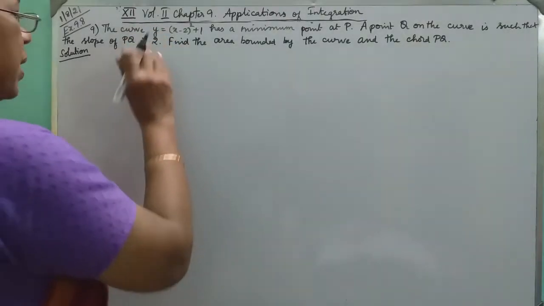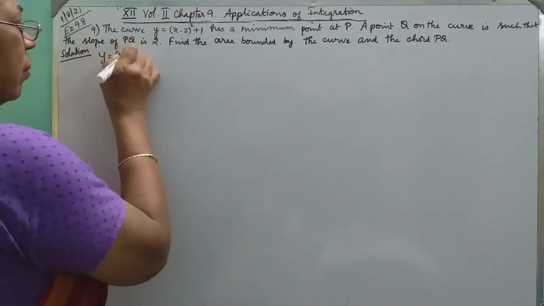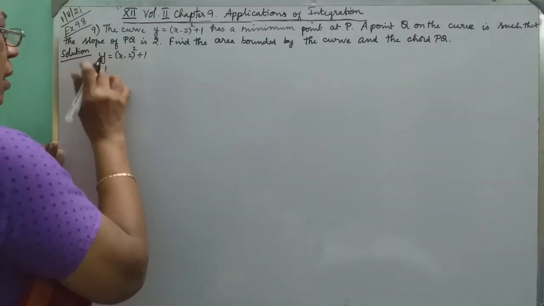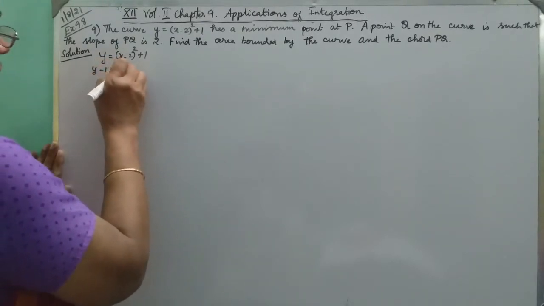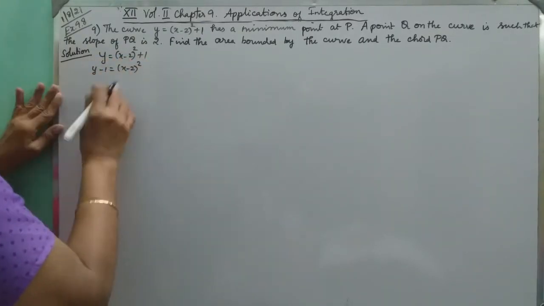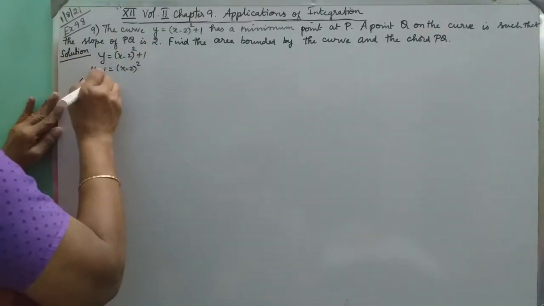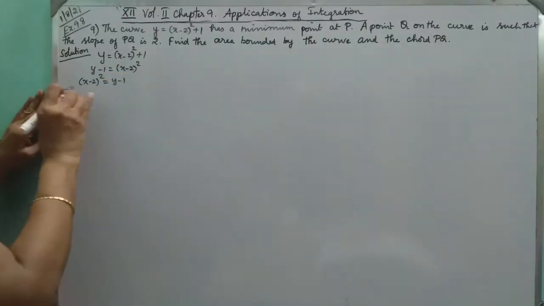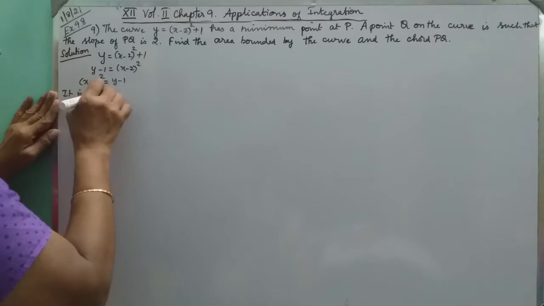Okay, first let us see the curve. So what curve is it? y is equal to (x minus 2) the whole square plus 1. This can be written as y minus 1 is equal to (x minus 2) the whole square. So we can write it like this: (x minus 2) the whole square is equal to y minus 1. Now it is very clear that it is a parabola.